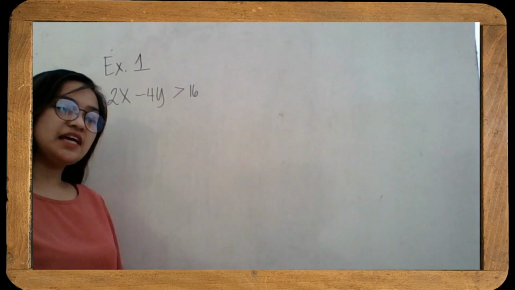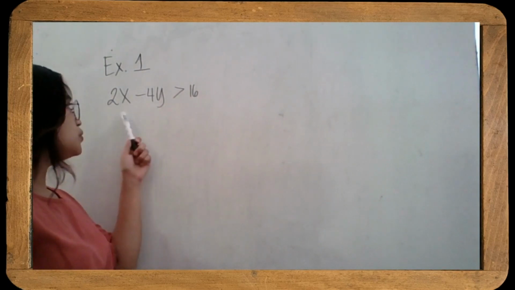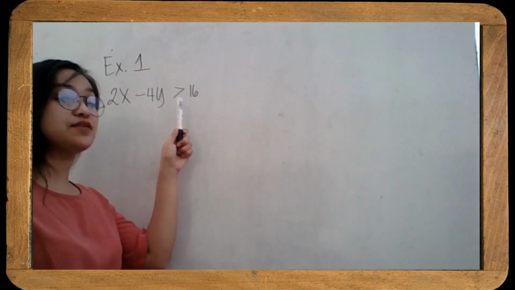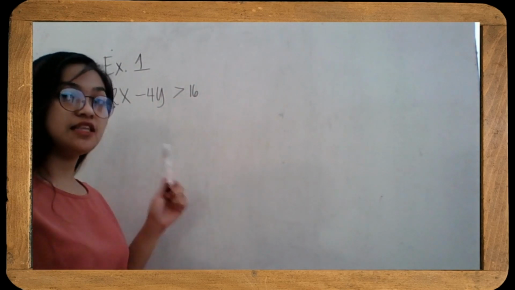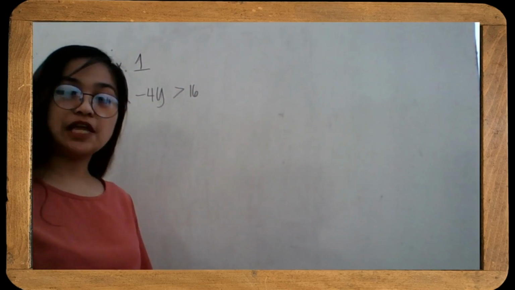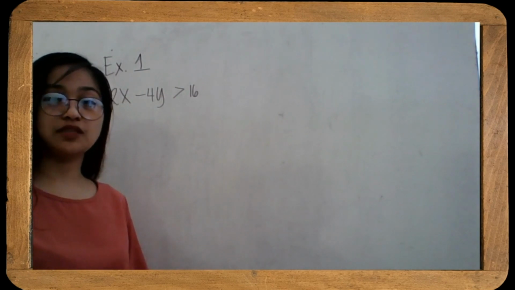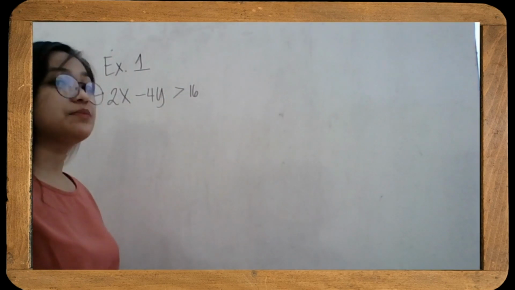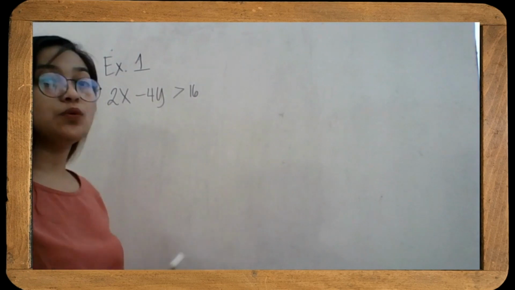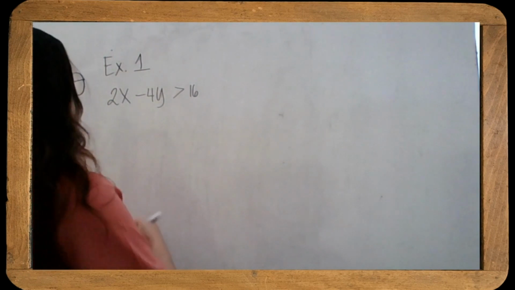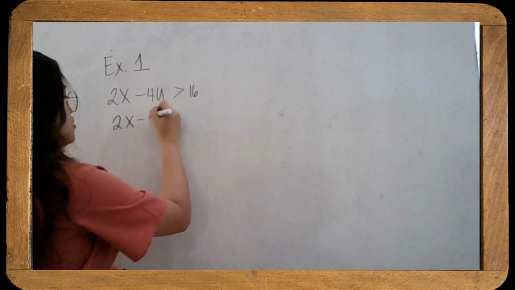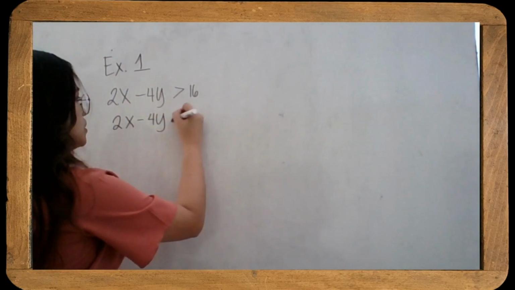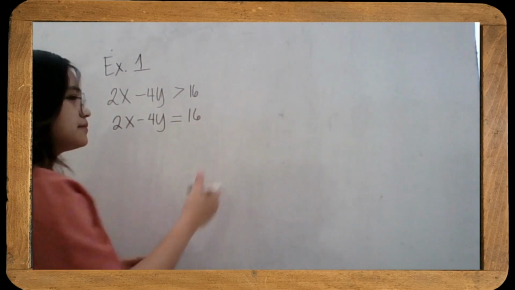Now let's have the example number 1. So we have 2x minus 4y is greater than 16. So how to graph this inequality? First of all, ano ba yung mga methods na dapat nating sundin? Ang una, replace the inequality sign into equal sign. So we have 2x minus 4y is equal to 16.